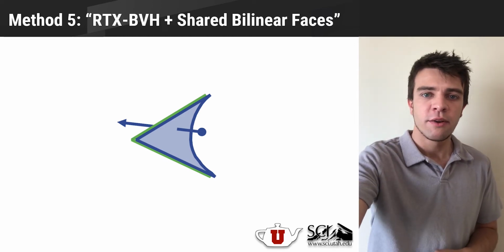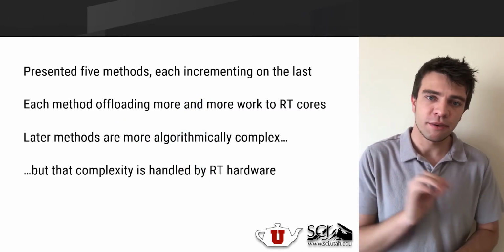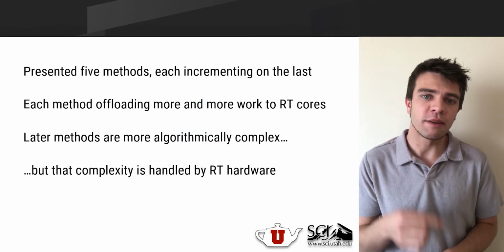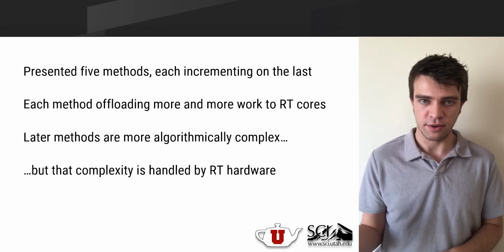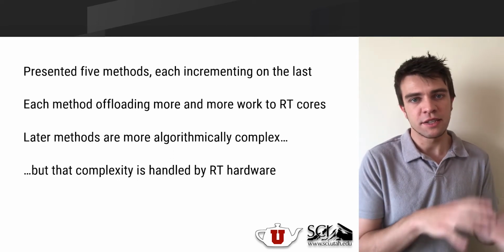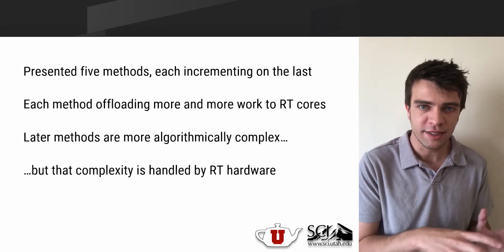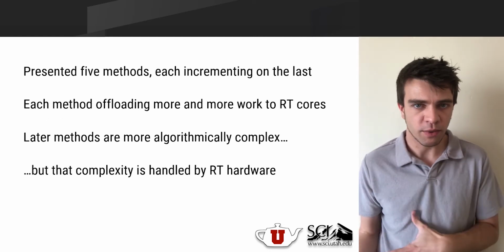So to recap, we presented 5 methods, each method incrementing on the last, and each method offloading more and more work to the ray tracing cores. So in theory, the later methods introduce more algorithmic complexity, but then that complexity is done in hardware rather than software.